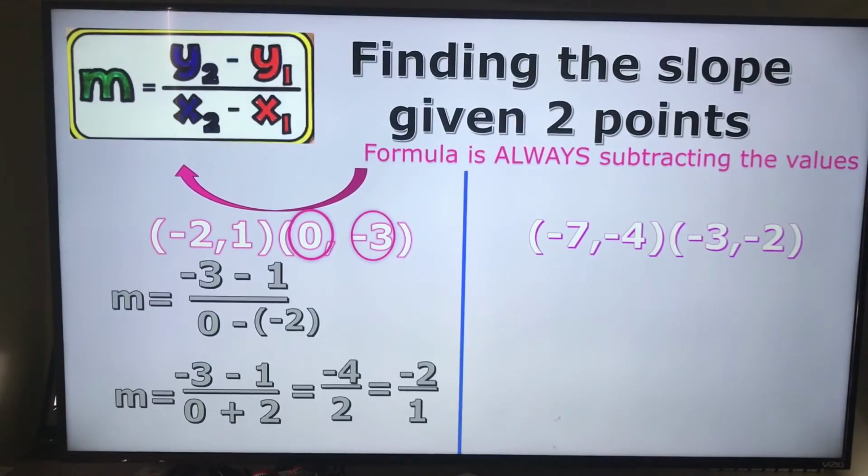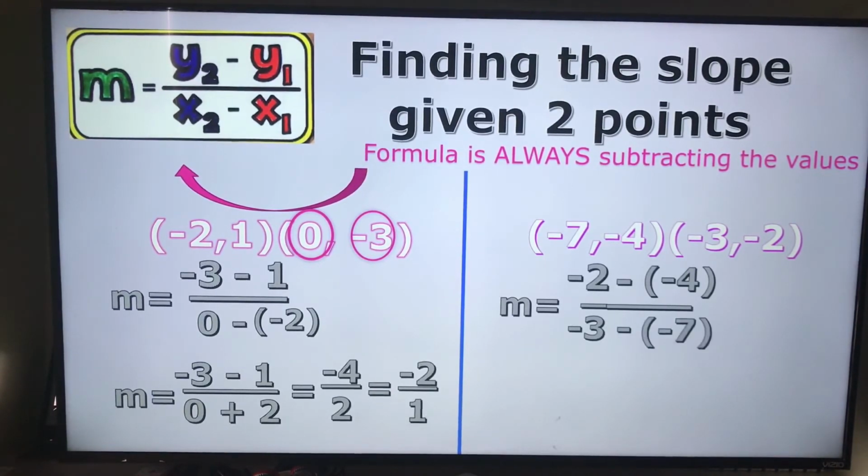Okay, so let's go look at my next one. Again, start with m equals. I'm going to write negative 2 minus negative 4. I'm taking my time and writing everything out and plugging it in. There's my fraction bar because slope is a fraction. Negative 3. Notice what I did. I put negative 3 first because that is the x that goes along with the negative 2 y. They're in the same parentheses. Then I'm going to subtract negative 7. There's a lot of signs there.